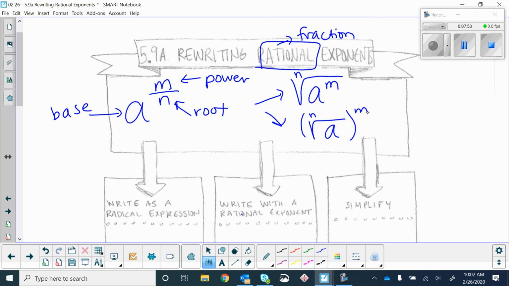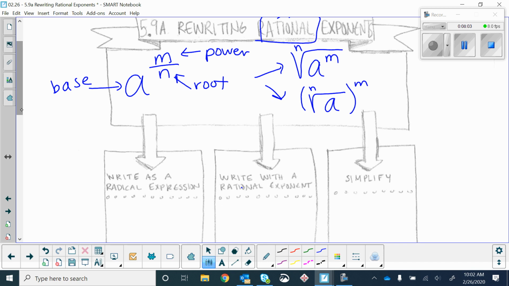So here's how the rest of the lesson is going to go. We will practice writing. In this section, I'll give you bases that have fraction exponents, and you're going to rewrite them with radicals. In this section, we're going to do the opposite. I'm going to give you radicals, and you're going to rewrite them with fractions. And then on this last one, we're going to do that, but actually do the math. Here we're just rewriting. Here we're going to do the math on it.